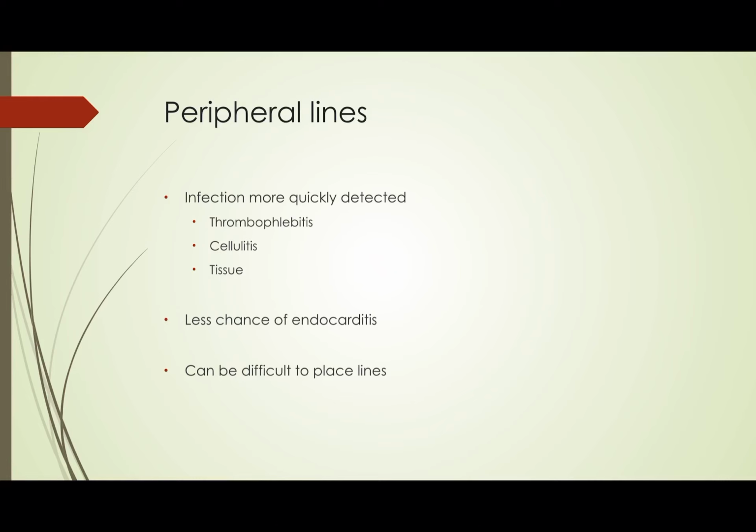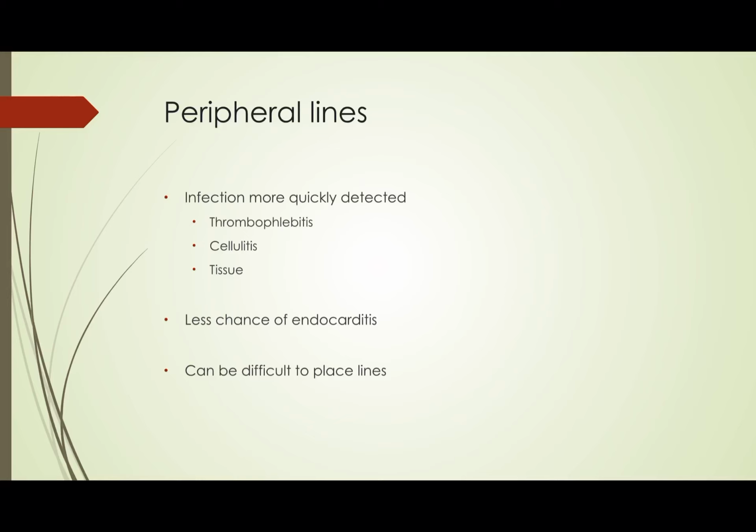Peripheral lines are sometimes more preferable to central lines because you can pick up infection much more quickly. They're much more superficial to the skin, so you can see the erythema, the thrombophlebitis and the cellulitis that occurs much more easily, and when they become infected they're more likely to become tissued and therefore stop working. For that reason alone, they're going to cause less bacteremia, but also with the biofilm that occurs from the outside of the vascular access device through the plastic parts of it.